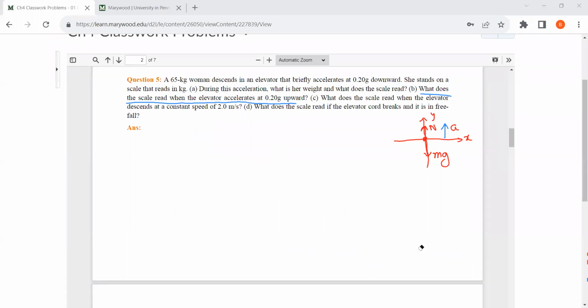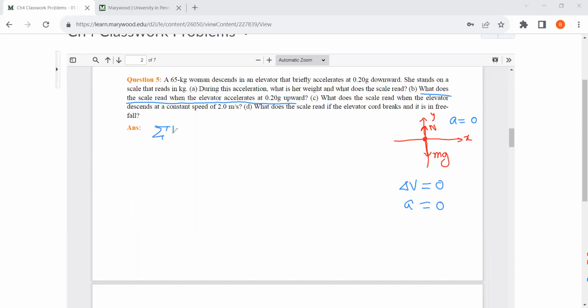What does the scale read when an elevator descends at constant speed? Okay, so you have to remember that constant speed means acceleration equal to 0, right? That means delta V equal to 0. Constant speed means the initial and final velocity are equal. There is no change in the velocity, so delta V equal to 0, which means acceleration is equal to 0.